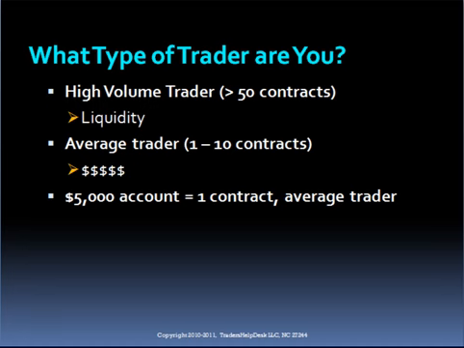Now we need to look at what type of trader we are. Are we a high volume trader, meaning we're going to trade more than 50 contracts, and liquidity would be our main concern? In other words, could we get in and out with 50 contracts? Considering that we're only trading a $5,000 account, we're limited to one contract. So we are what I consider an average trader. We are more interested in the dollars and not the liquidity.